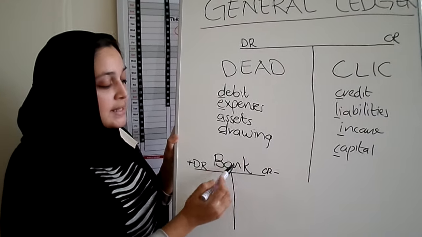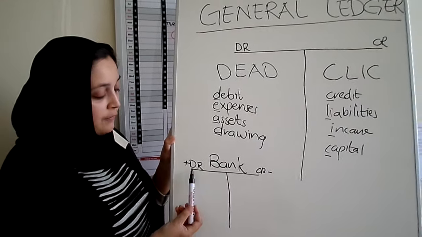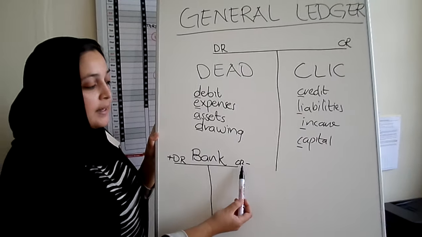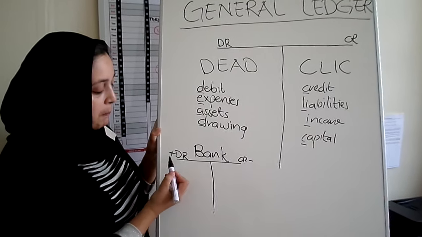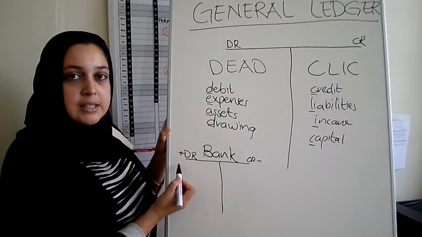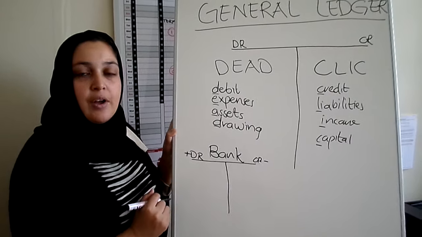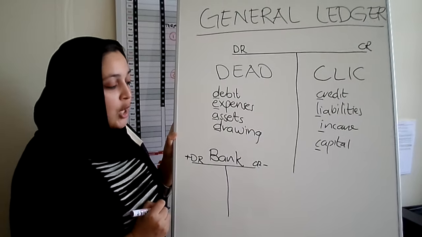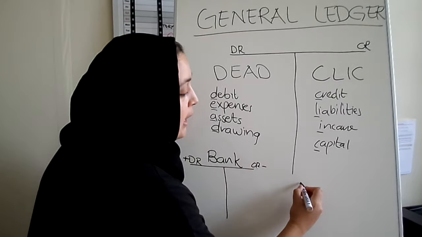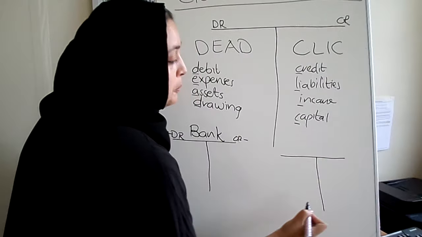So with any asset account, this is what your account would look like. You'd have debit on the left side, credit on the right side, and then a plus on the debit side because it increases on the debit side, and a minus on the credit side because it decreases on the credit side. Then you open up another account to show you the CLIC group.